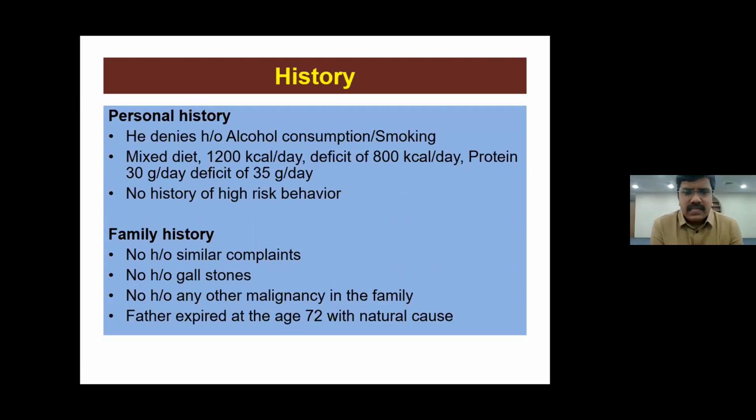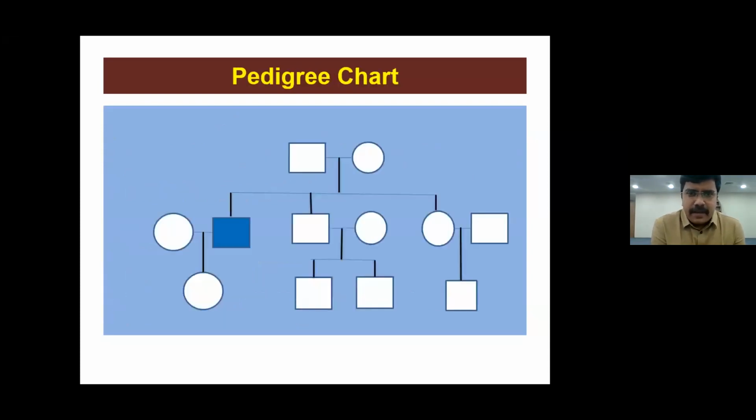Coming to the family history, there are no similar complaints in the family, no history of gallstones. There is no history of any other malignancy in the family, and father expired at the age of 72 from natural causes. Pedigree, however, he was born to a non-consanguineous marriage, and none of the family members are affected, sir.